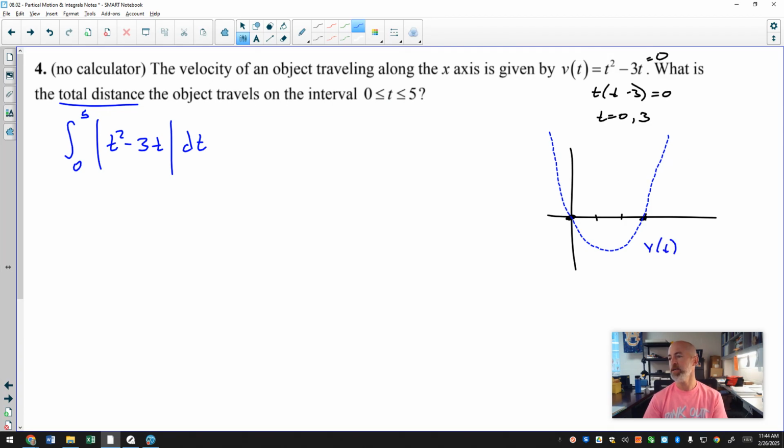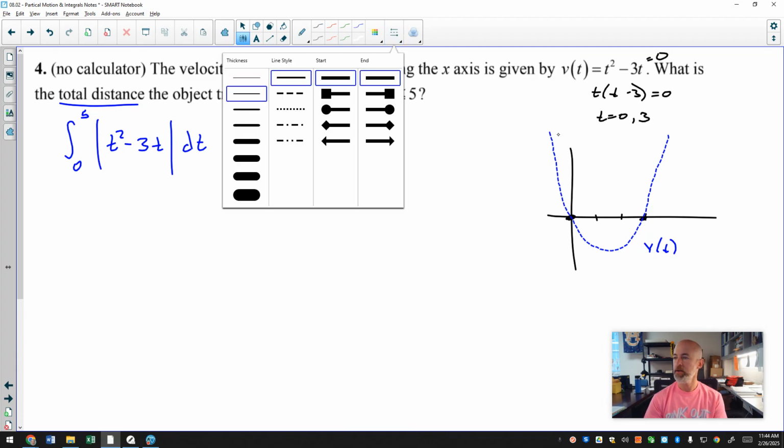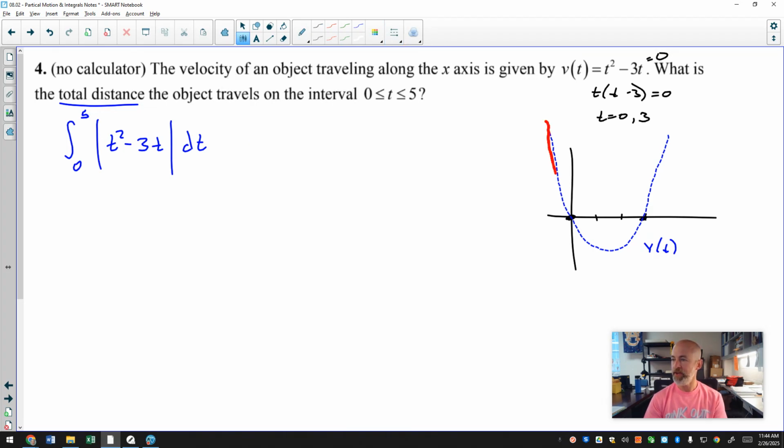So my velocity is the blue graph, and the absolute value of velocity I'm going to do in red. Absolute values will not affect things that are already positive. So these pieces above the x-axis, or the t-axis, won't be affected. This piece below the t-axis will be reflected up and over. Good. And so I need to figure out what that section would be, and then I need to figure out the section from 3 to 5, because we're measuring total distance all the way up to 5.